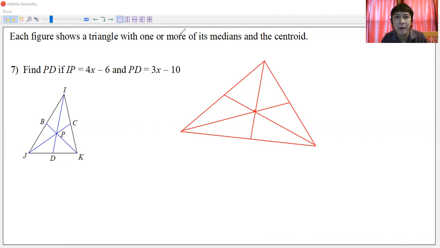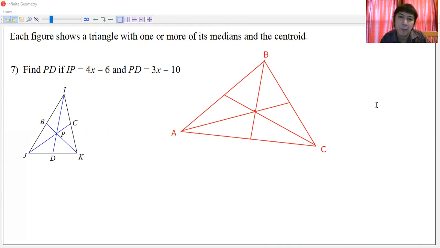Now there is a concept here. Now let's put some labels, so that we can study the relationship for each segment of a particular median. Let's call the vertices. Let's say we have this one as A, the top vertex is B, and the third one we call C.